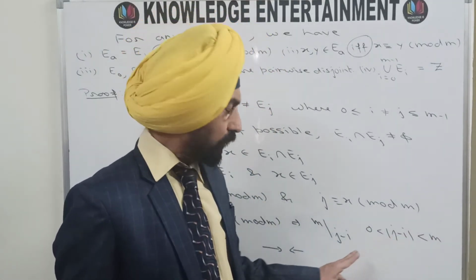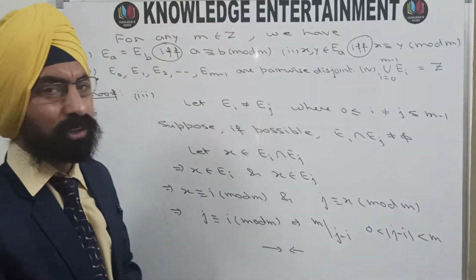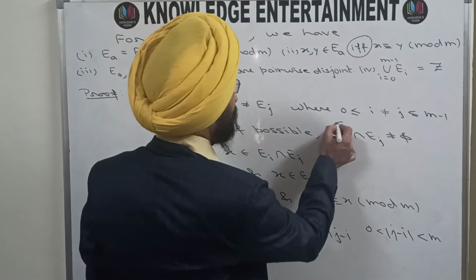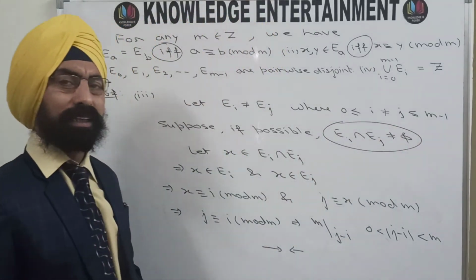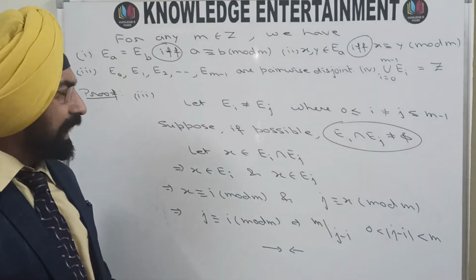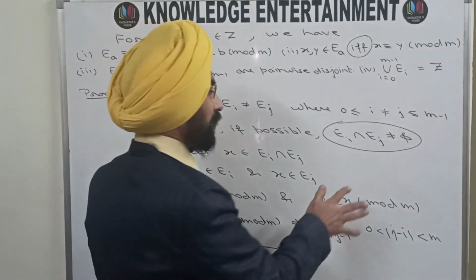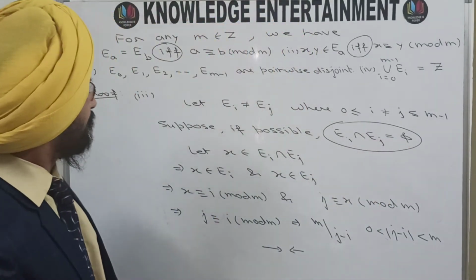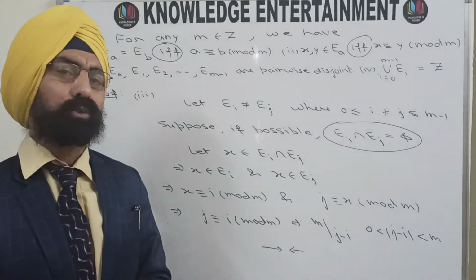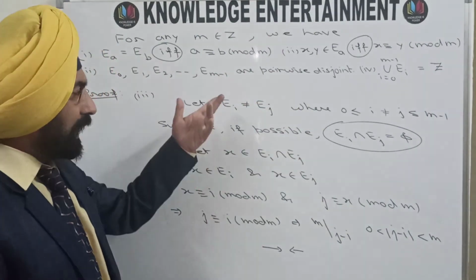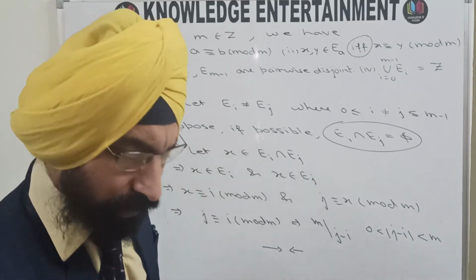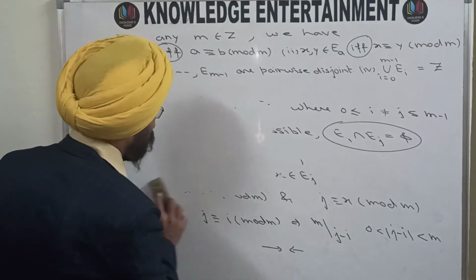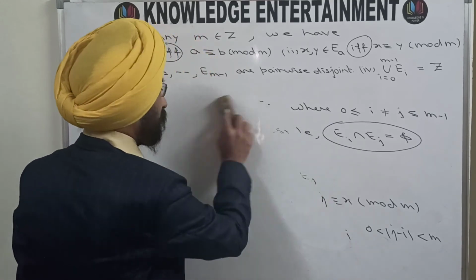So we arrive at some contradiction, and why is this contradiction there? Because our supposition was wrong. And what have we supposed? We have supposed that their intersection is not empty. So that means Ei intersection Ej must be equal to empty, and that means these E0, E1, E2, E3 up to Em minus 1 are pairwise disjoint. So the third part has been covered, and now we are moving on to the fourth part of this theorem.